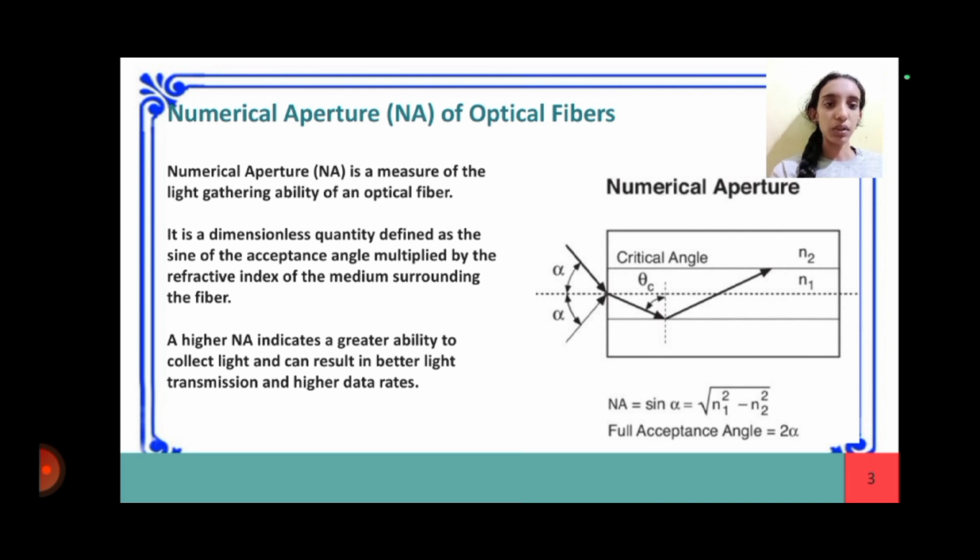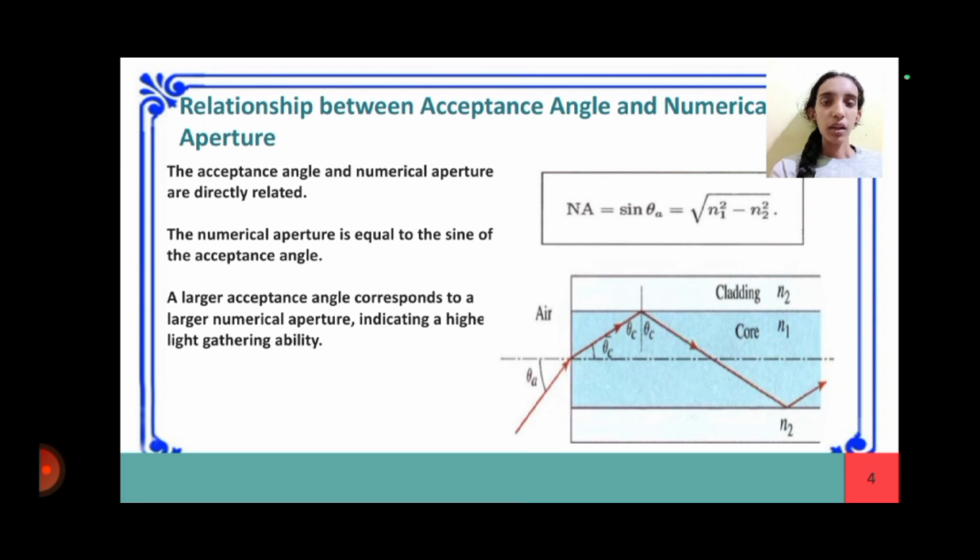Here we can observe that the numerical aperture is equal to sine alpha, which is equal to the square root of n1 squared minus n2 squared, and the full acceptance angle is equal to 2 alpha. And the relationship between acceptance angle and numerical aperture: they are directly related. The numerical aperture is equal to the sine of the acceptance angle. A larger acceptance angle corresponds to a larger numerical aperture, indicating a higher light gathering ability.